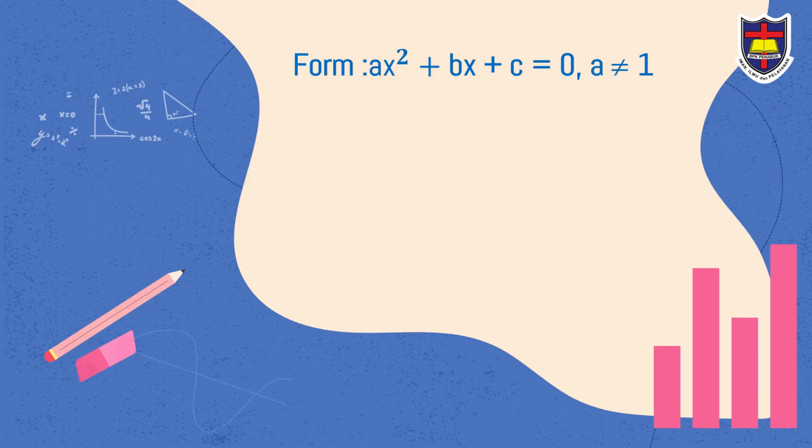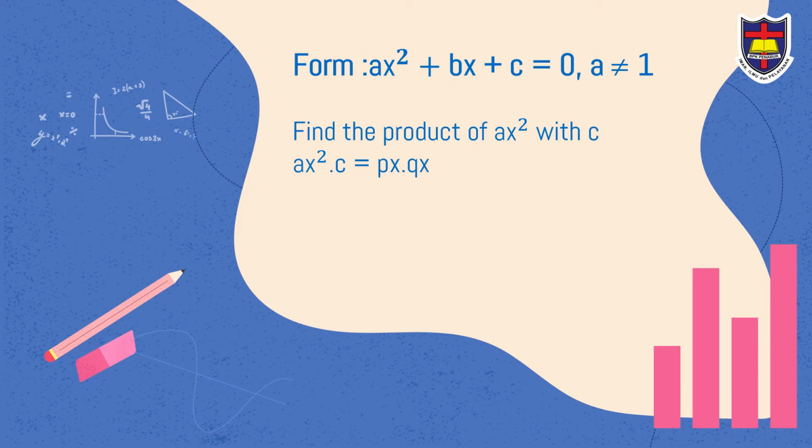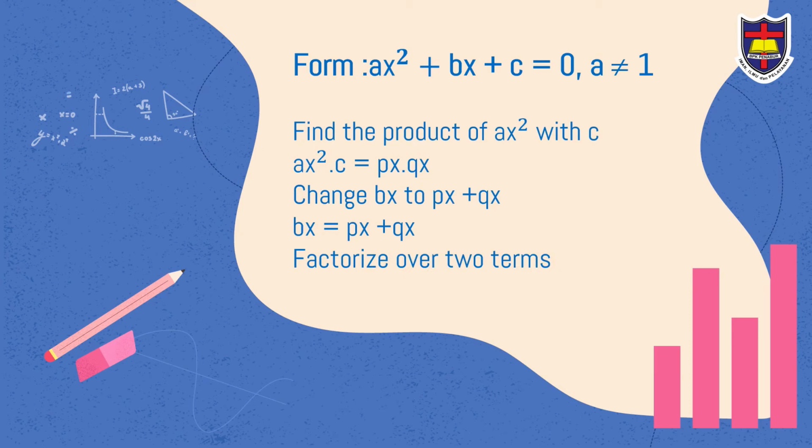Okay, so now what if the a is not equal to 1? The form is ax squared plus bx plus c equals 0, where a is not equal to 1. So we have several steps. The first one is to find the product of ax squared with c. Then we must split the bx into px plus qx. After that we must factorize over two terms, and the last one is to find the solution. So we will see it in our example.